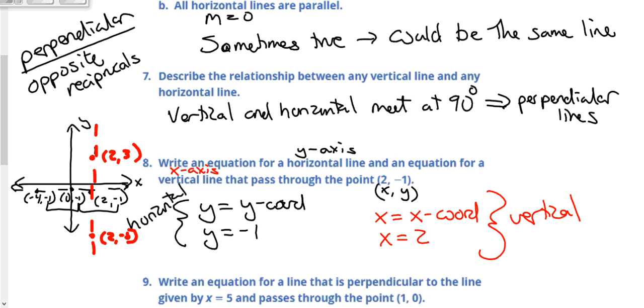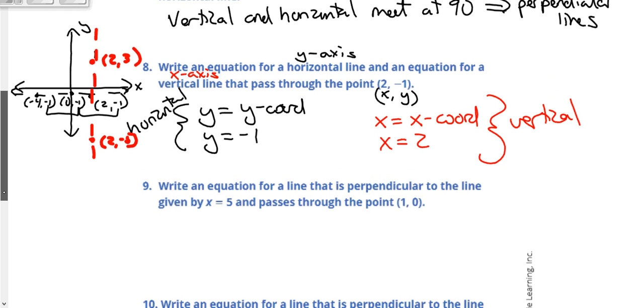So if you're asked to write an equation for a horizontal line or an equation for a vertical line, remember a horizontal line goes through the y-axis, so it's going to be y equals whatever the y coordinate is. A vertical line goes through the x-axis, it's going to be x equals whatever the x coordinate is. Okay. All right, another one kind of like your homework.